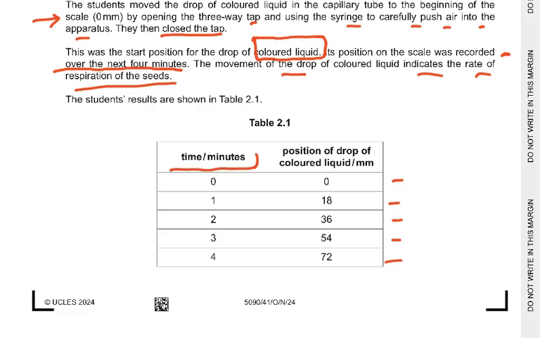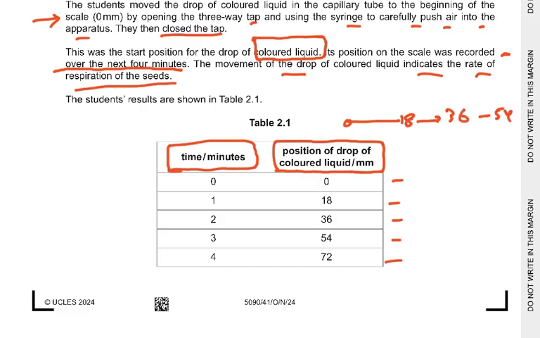So this is the time in minutes. You see the heading is always the heading, and then the position of the drop. It had moved from 0, it had moved to 18, then it had moved to 36, and then it had moved to 54, and then to 72.